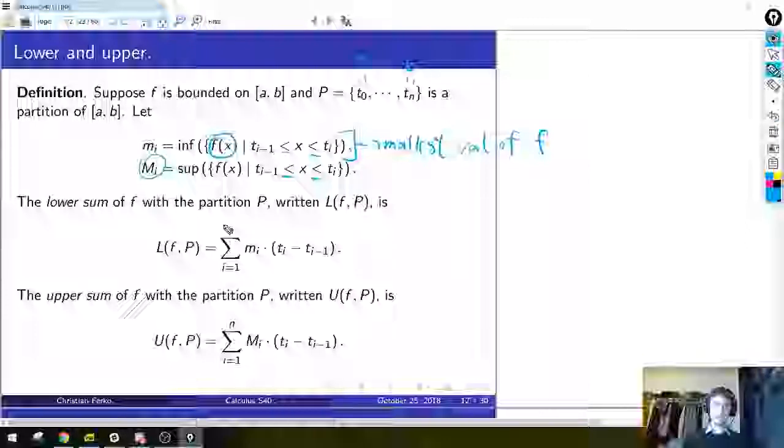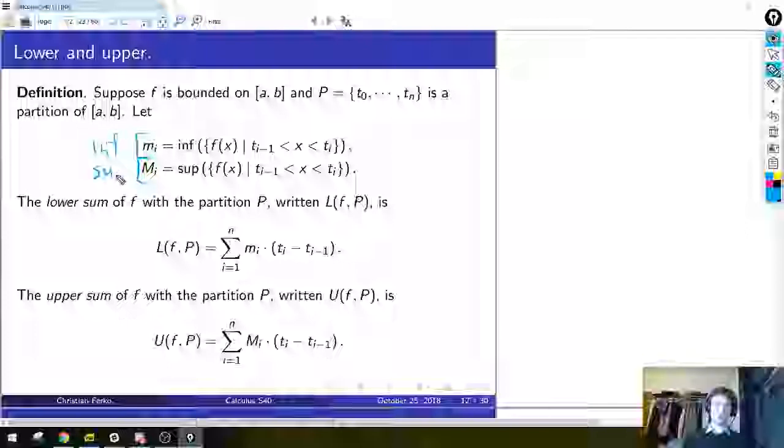Similarly, the capital M's, you just take, again, all of the f of x's on one of these intervals between a t sub i minus 1 and a t sub i, and you take the supremum, so the least upper bound of all of those function values. Okay, maybe it takes a little bit to write, it's a long expression, but I think the idea should be hopefully pretty clear. You just chop up an interval into pieces, and then you take the infimum and the supremum, so a lower bound and an upper bound for the function on every interval.